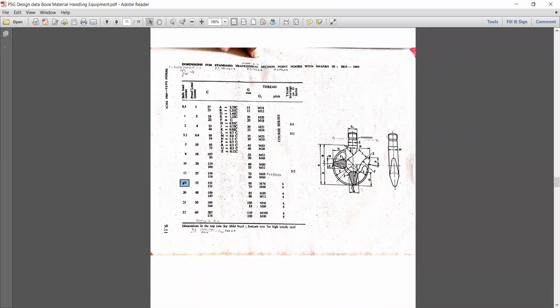For that, the proof load is given as 32, and the value of C varies from 151 to 131. The diameter of the upper portion, that is G1, varies from 80 mm to 70 mm, and for that the threads used are M76 and M68 with pitch 6. So we have to select any one of them. Okay, so let's see.